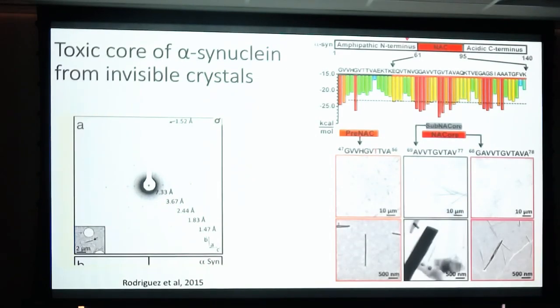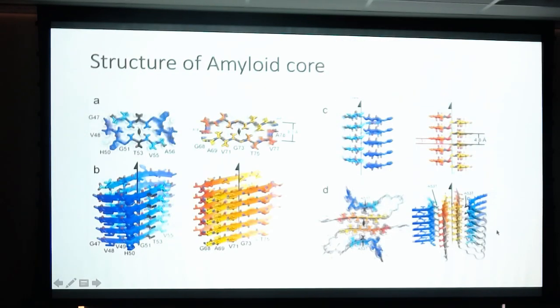The idea of MicroED is you can get structures from so-called invisible crystals, where someone set up a crystal trial of their protein or peptide, and the crystals were so small they couldn't be seen by eye or by standard techniques. But when you put this tiny precipitate, this dust, onto an EM grid, it was possible to see these tiny crystals and use these tiny 3D crystals to calculate structures. This also worked very well for amyloid cores, another sample that went to high resolution.